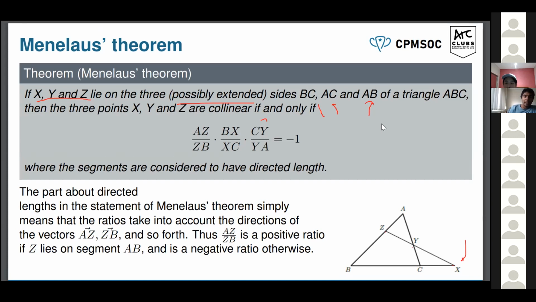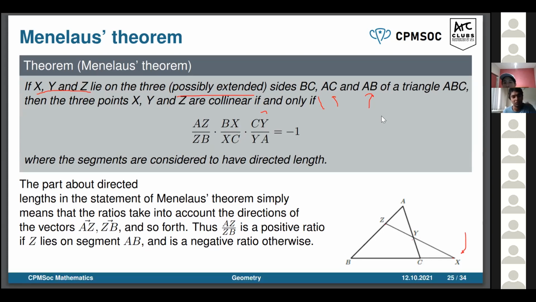AZ over ZB times BX over XC times CY over YA is equal to -1. So it's quite interesting, because you might ask, why can side lengths multiply to give a negative number, such as -1? And the reason is we're making the segments have directed length.